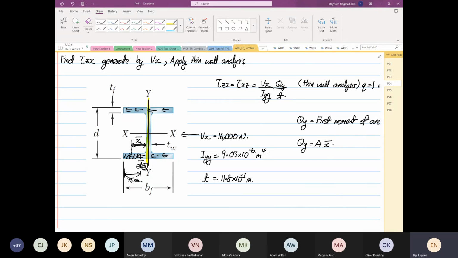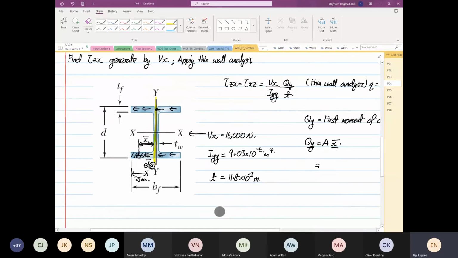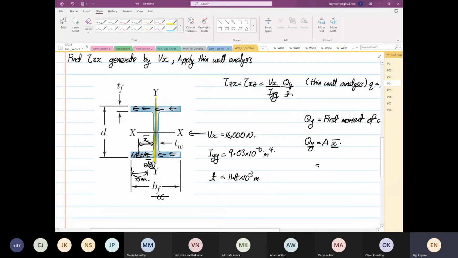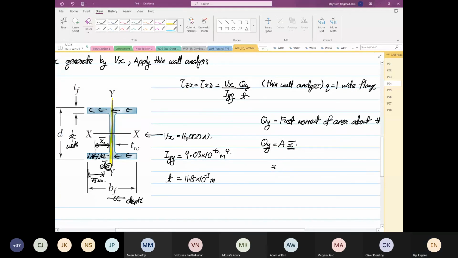Now, this is another stage where a lot of students make mistakes, and I don't want you all to make mistakes. Just remember, if Q is Y, the distance is X. Or if Q is X, the distance is Y. Okay. So from here, parallel to the axis is my depth. Perpendicular is my width. So for this case, my width will be 11.8 times 10 to the power minus 3, right? The area is 75 times 10 to the power minus 3.